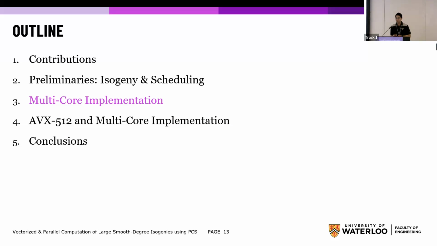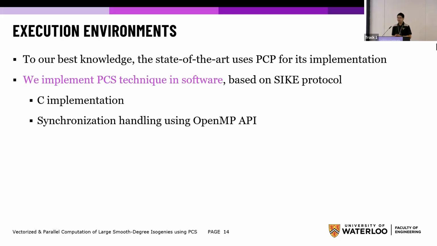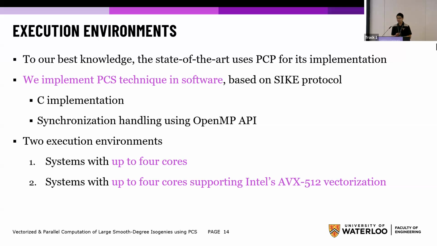So now we will move to our implementation, the first implementation which uses only multi-core parallelism. So to the best of our knowledge, the state of the art uses PCP for its implementation. So we implement the PCS technique in software based on the SIDH protocol, specifically SIKE P751. They are in C implementation, and the synchronization handling is done using the OpenMP API. And we consider 2 execution environments here. The first one will be a system with up to 4 cores, and the second one, we will use 4 cores with vectorization technology AVX512.